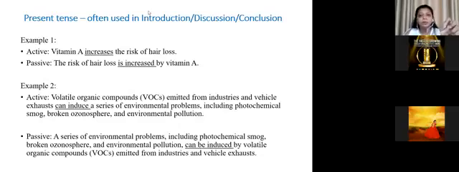So be careful. Whereas in the active one, which one is easier for you to understand? Just tell me which one is easier for you to understand. Imagine you are the reader.